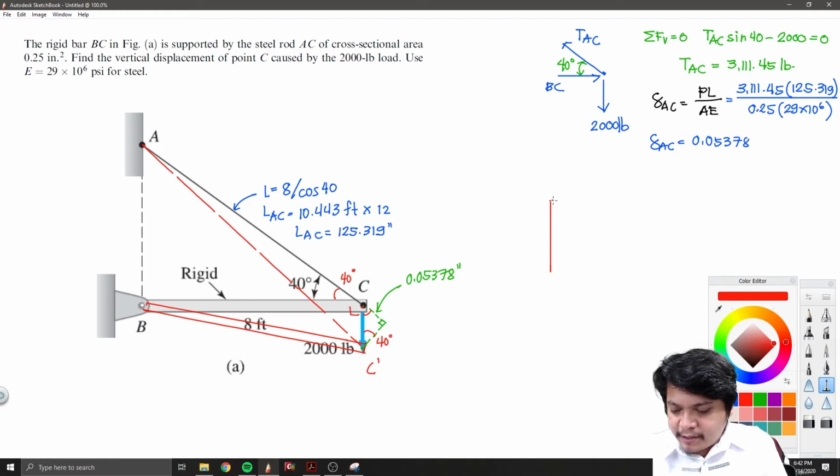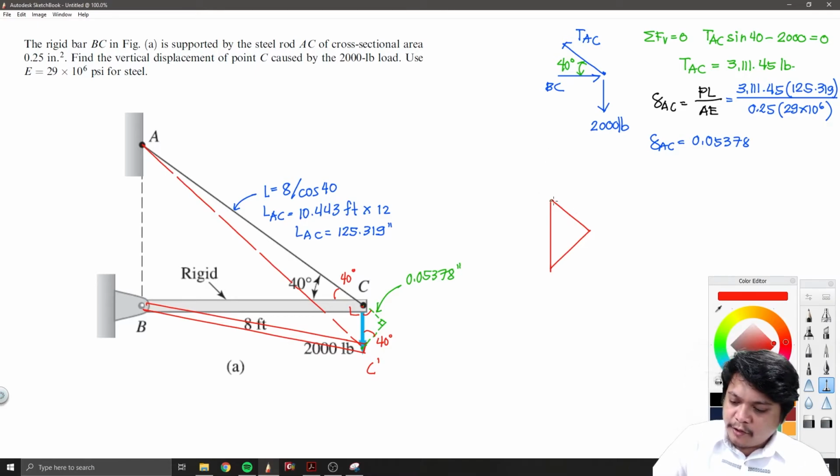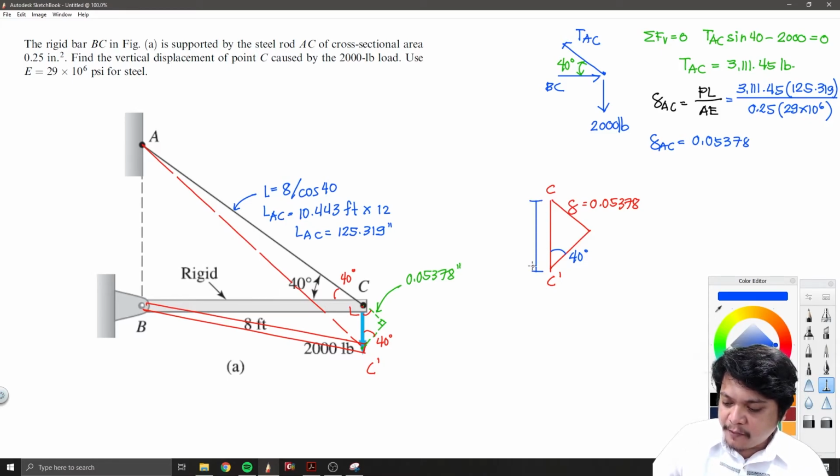From that deformation, 0.05, para ka ngayong merong isang triangle na nakaganto. Okay. So, let's have it. Para ka merong nakaganyan. So, eto yung point C. Eto yung C prime. And then, eto yung deformation mo na 0.05378. And then, eto yung ating 40 degrees. Ito ngayon yung vertical deflection na hinahanap. So, ang hinahanap kasi is the vertical deflection at C prime. So, para makuha natin yon, kukunin lang natin yung component niya.